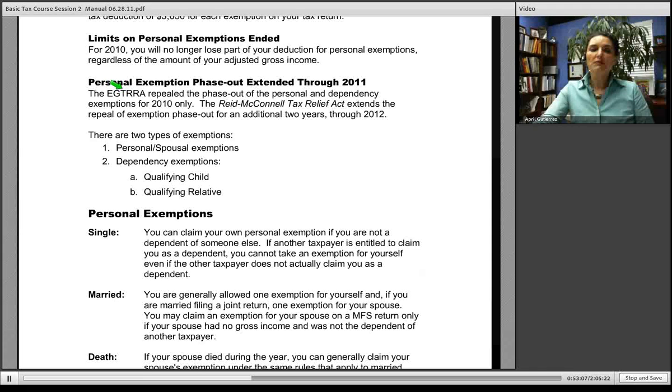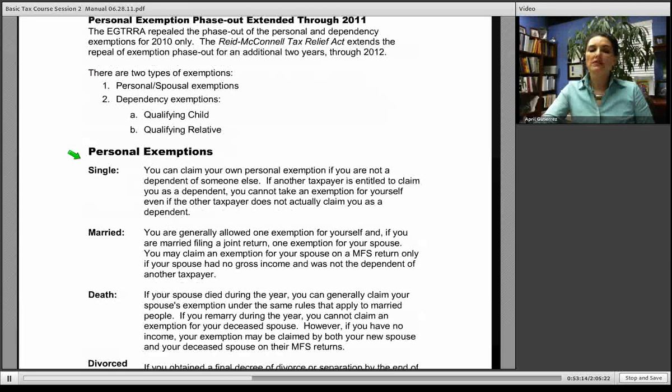So let's talk about personal exemptions first, because we did say there are two types of exemptions, personal and spousal, and then dependency. Personal is the one we're going to talk about first. So if you are single, you can claim your own personal exemption if you are not the dependent of someone else. If another taxpayer is entitled to claim you as a dependent, you cannot take an exemption for yourself, even if the other taxpayer does not actually claim you as a dependent.